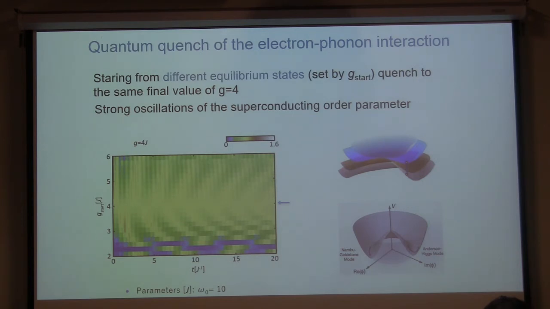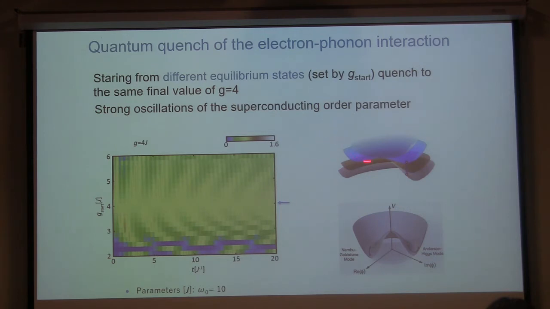So what one can do is ask about the dynamics of non-equilibrium superconductors. Imagine that I start with an electron-phonon system, and then I suddenly change my electron-phonon interaction strength just by hand. Of course, it's not something you can do experimentally. We saw that parametric driving gives us something along these lines, but it's not the same as just literally changing it by hand. But for now, let me just change this electron-phonon coupling by hand.